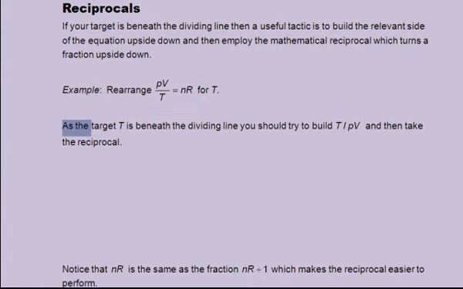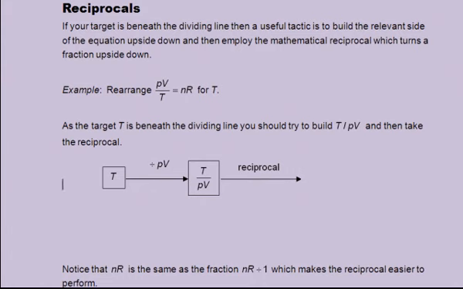As the target T is beneath the dividing line, you should try to build T divided by PV and then take the reciprocal. Start with your target T in a box, then divide by PV to give T divided by PV. Now take the reciprocal to give the required expression of PV divided by T.